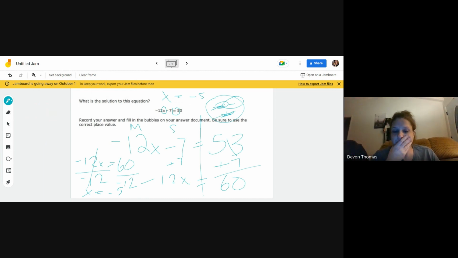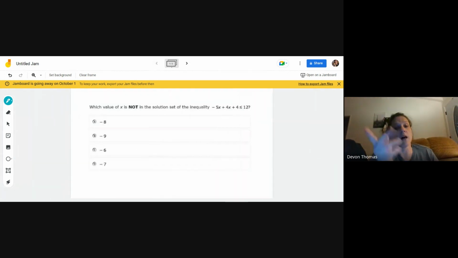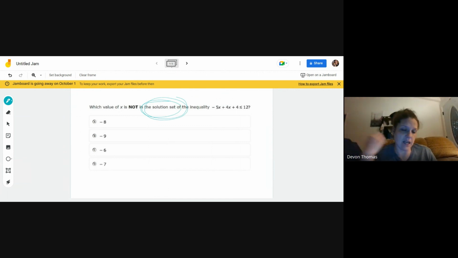All right. Alrighty, so let's go to the next one. Oh, we're going to hop back. Okay, so which value of x is not in the solution set? Now, this was solution set. Remember, with equations in 7th grade, we have one answer only for an equation. That's all we have because it equals it, right? So x is 5. It's not anything else.